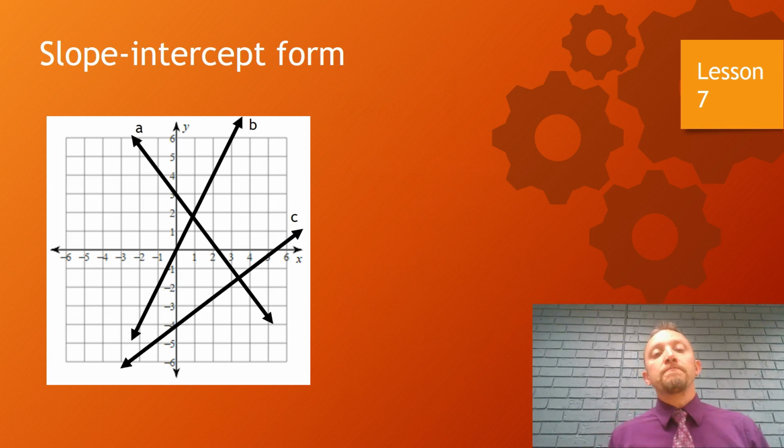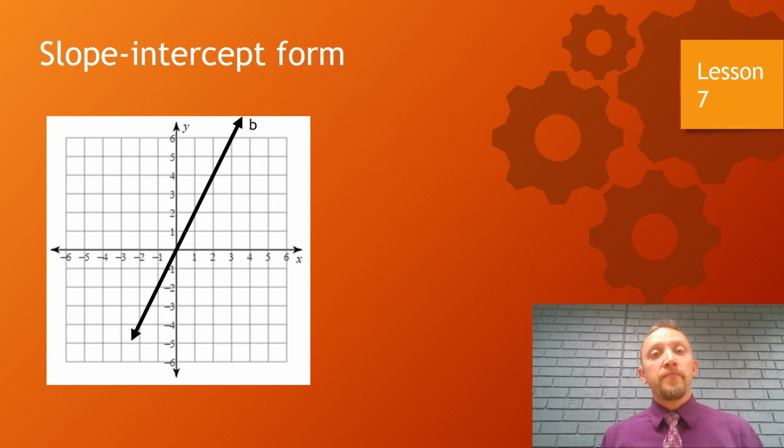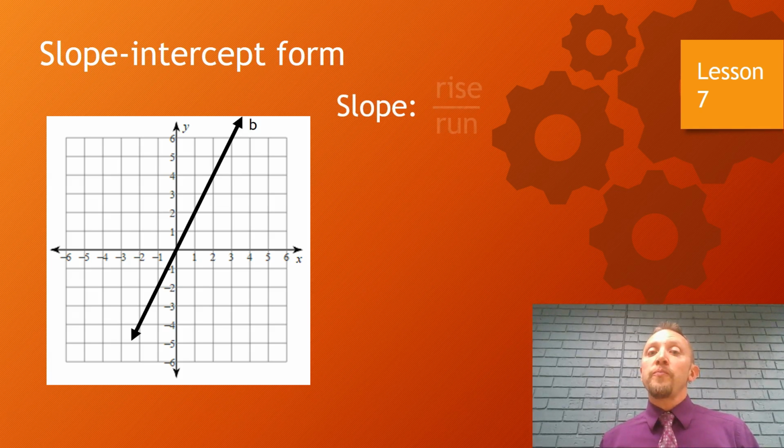All right, let's do another one. Let's look at line B. So again, our first step is to find the slope. The slope, again, is rise over run.